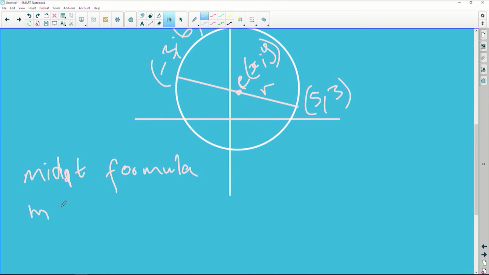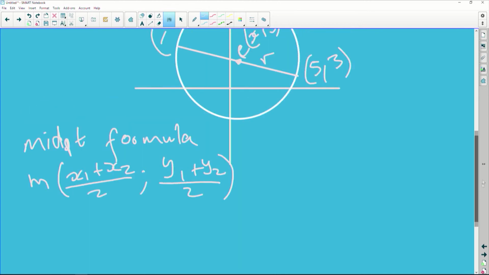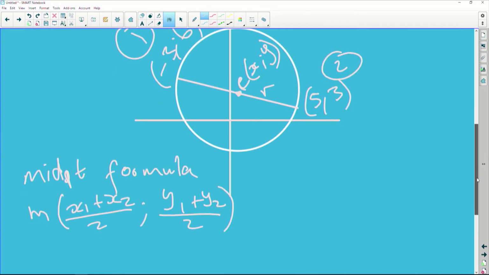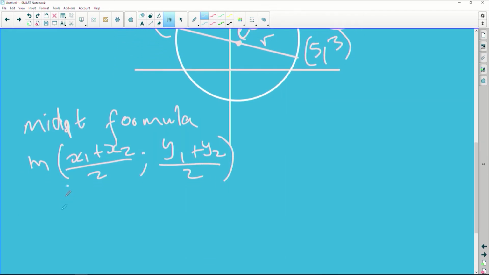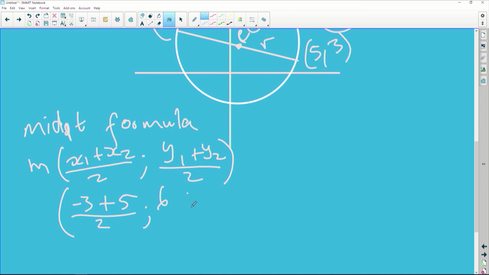I will then have m equals x1 plus x2 all divided by 2, y1 plus y2 all divided by 2. Substituting the coordinates that we have here, let's just have a look at what we have. This is going to be my 1s and these are going to be my 2s. So it's also important for you to note them like that. The first x is -3 plus the second one is 5 all divided by 2, and the first y there is 6. So I have 6 plus 3 all divided by 2.